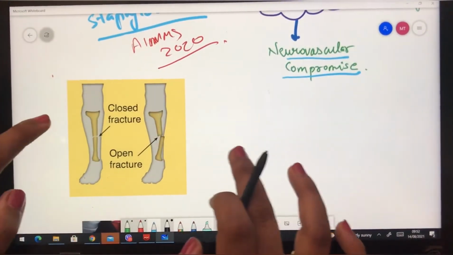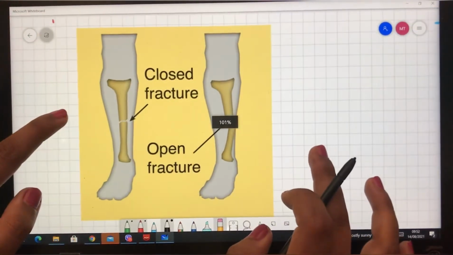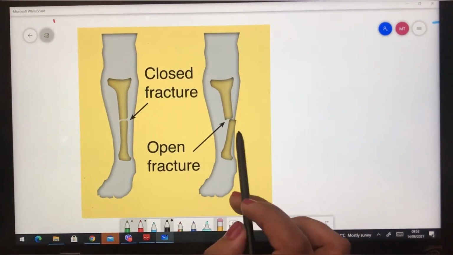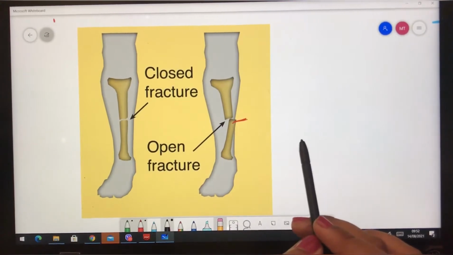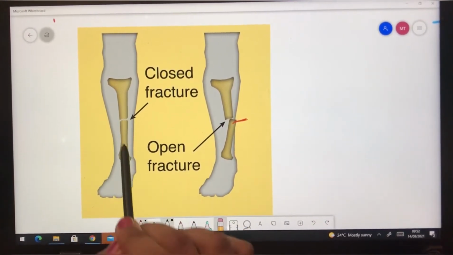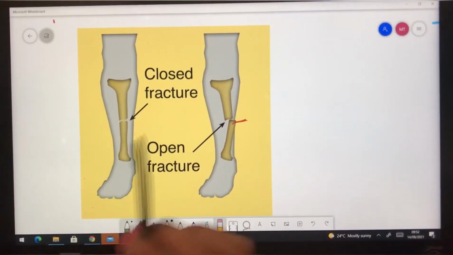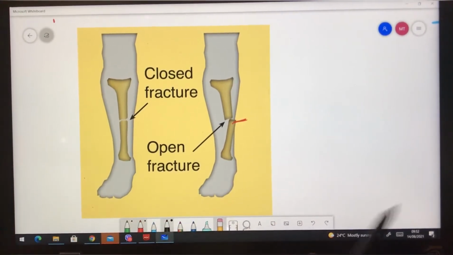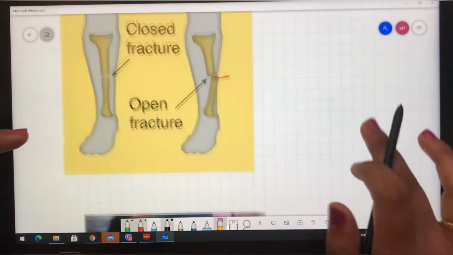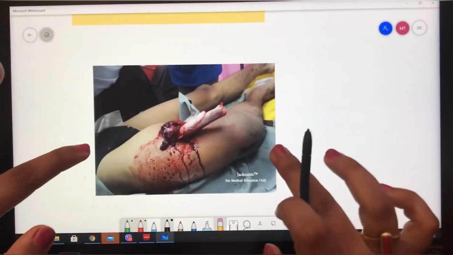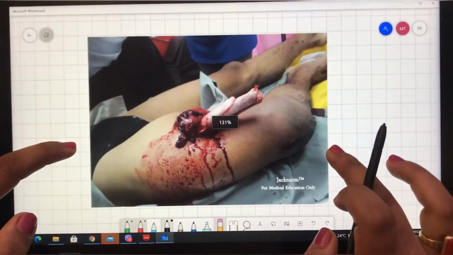So this is how an open and a closed fracture differ. In open fracture, there is communication with the environment. In a closed type of fracture, there is a fracture but soft tissue is not damaged. There is no communication with the environment. So this is a typical picture of an open fracture.